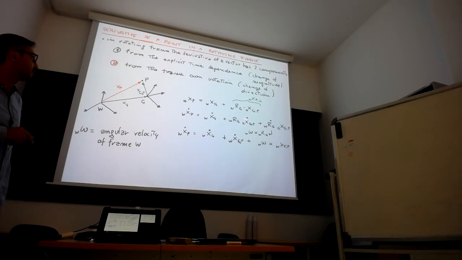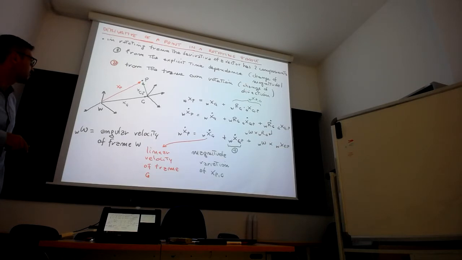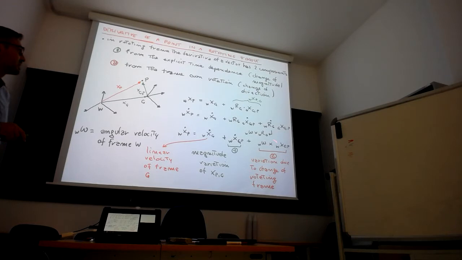Therefore, this is simply the relative velocity of the point P in the frame G expressed in W, and this is the linear velocity of the frame G. So this is the relative change of magnitude, and this is the variation which is expressed as omega cross GP, which is the variation due to the change of the rotating frame. If these two frames are just rotating, one is rotating but the relative distance is not changing, this term is 0. Okay.